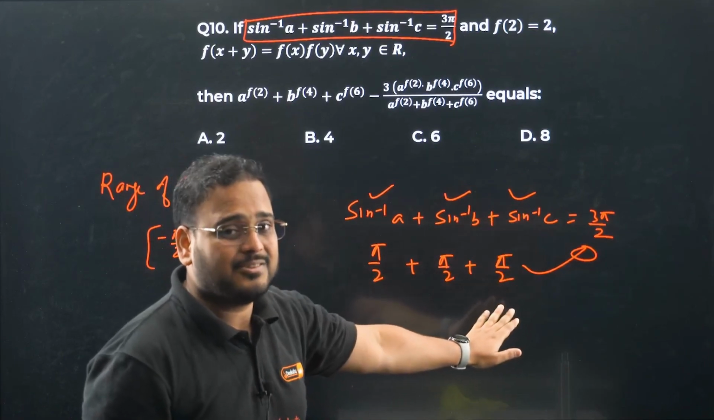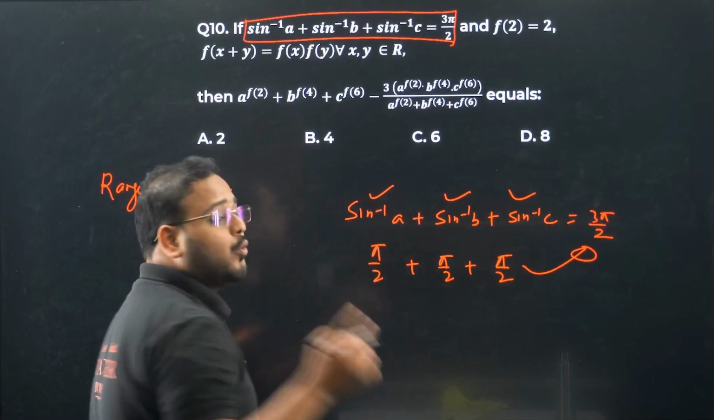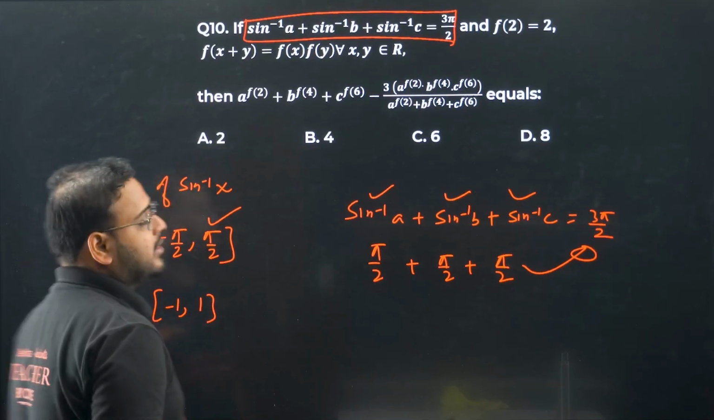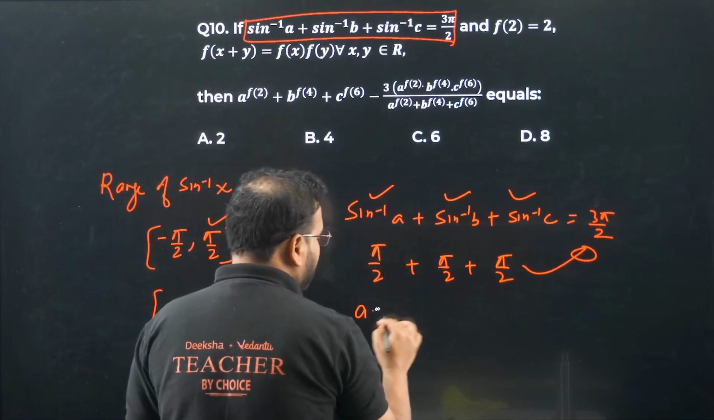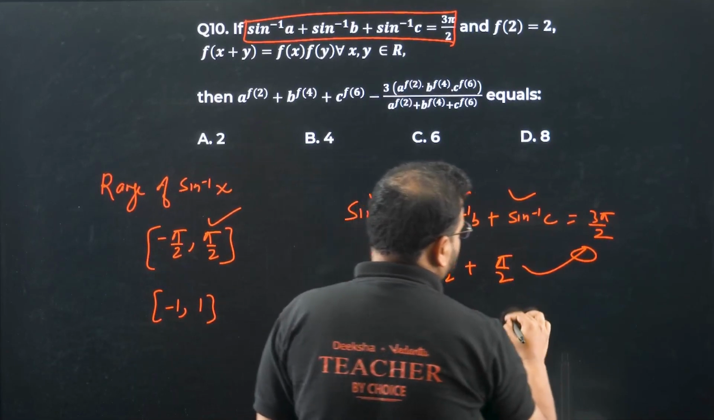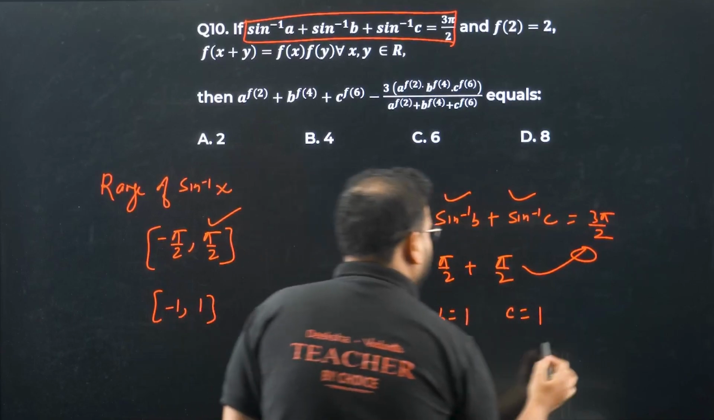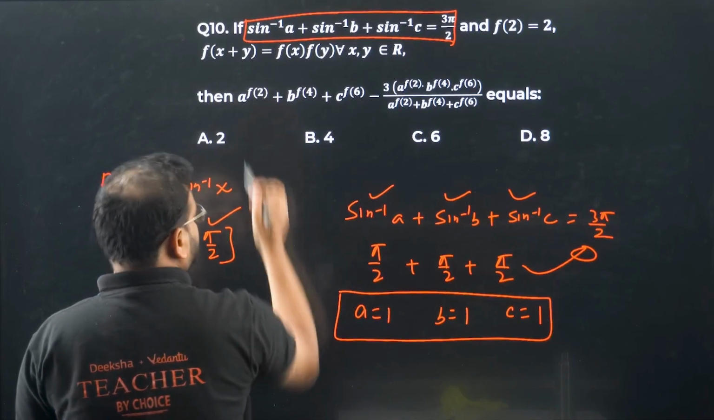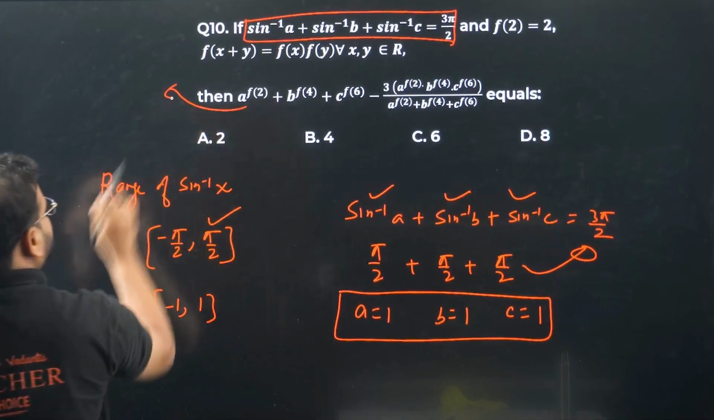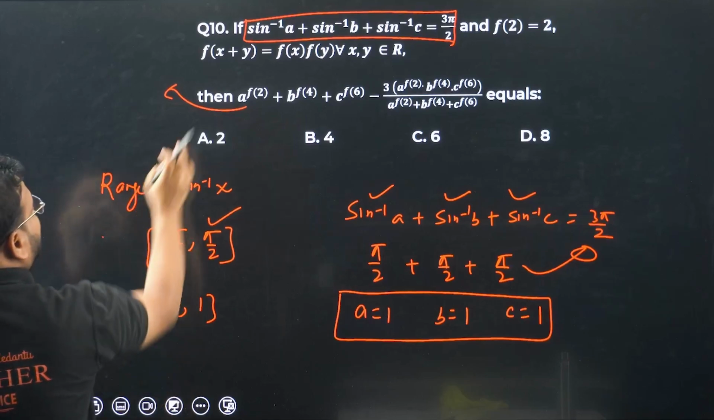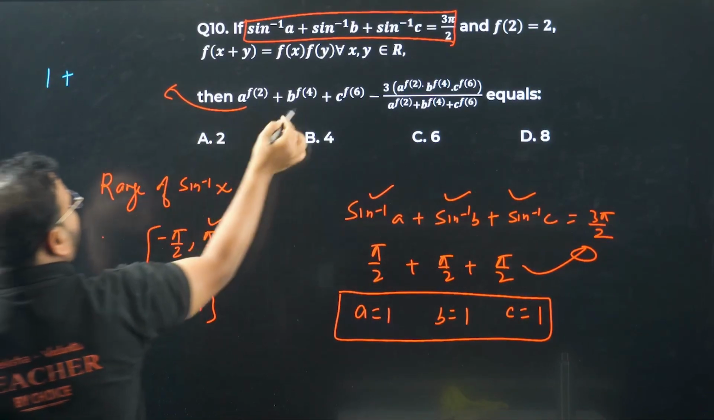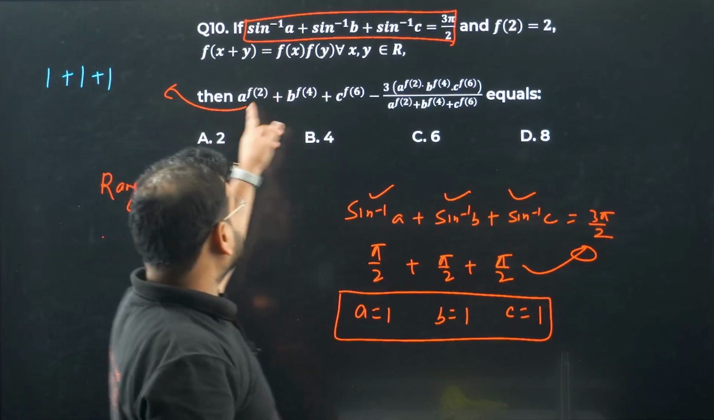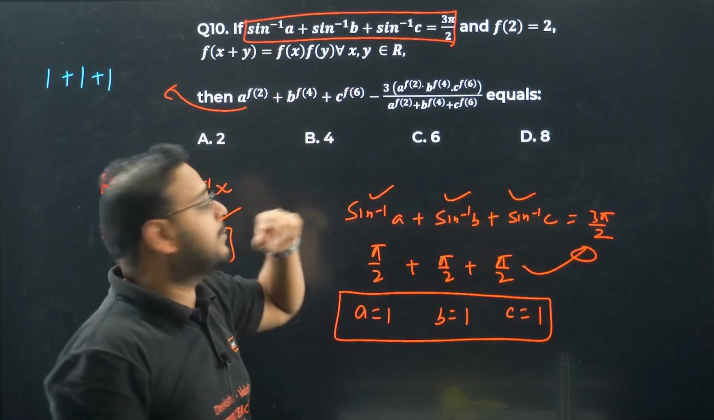Once you get that, please check. It can be pi by 2 only when, look at the domain, minus 1 to 1. It means basically the value of A has to be 1, value of B has to be 1, and C has to be 1. Now check this carefully. This is 1 power something. Have a look. 1 power something is 1 only. Again 1 power something, 1 only. Again 1 power something, 1 only. A is 1, B is 1, C is 1. So 1 power something, 1 power something, 1 power something, 1 only.